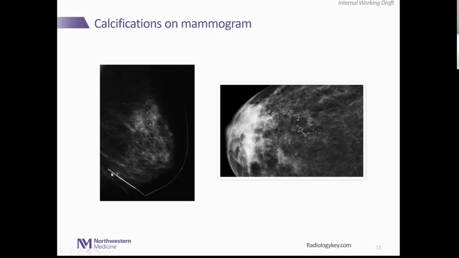So in this case, the area of calcifications was pretty small. It looks like it's just here. As opposed to this mammogram where you see an extensive area of calcifications extending from the nipple all the way back. So DCIS can be a small area or it could involve a larger area.